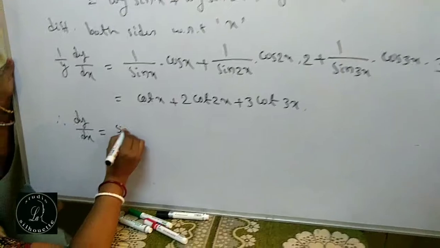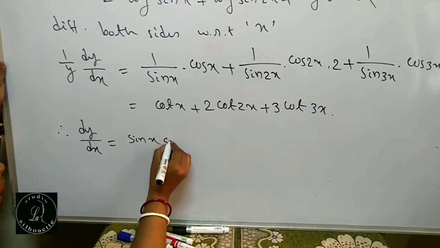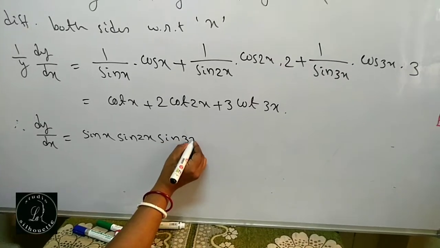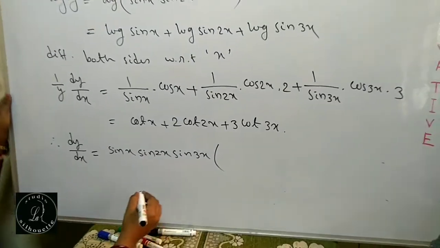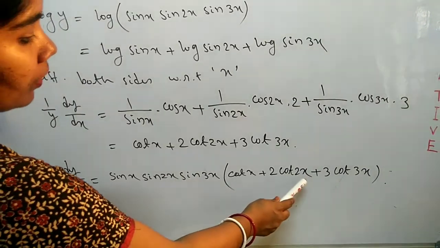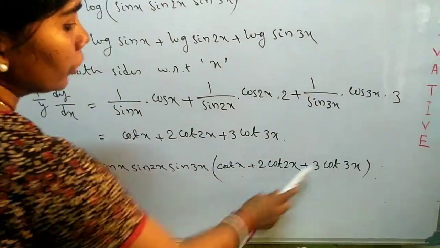So dy/dx equal to sin x sin 2x sin 3x into (cot x + 2 cot 2x + 3 cot 3x).